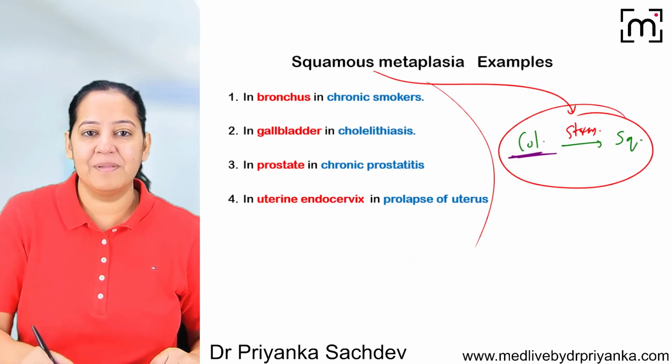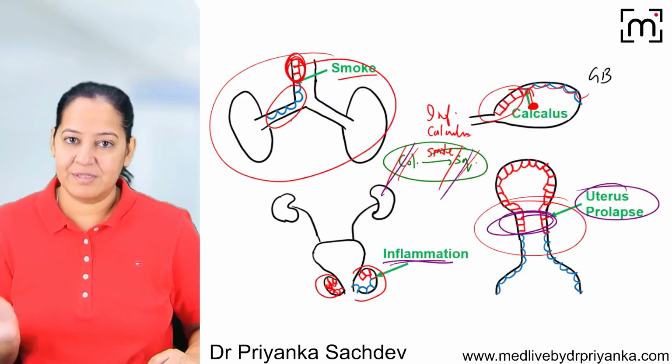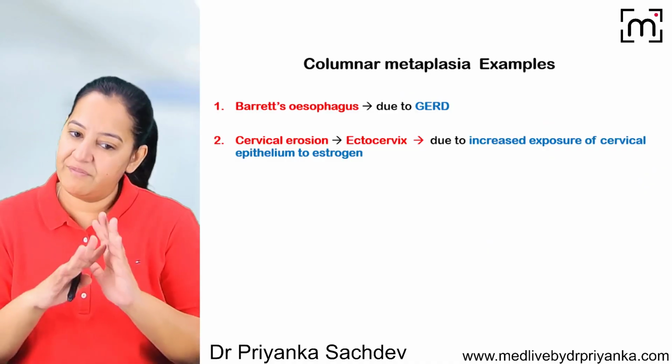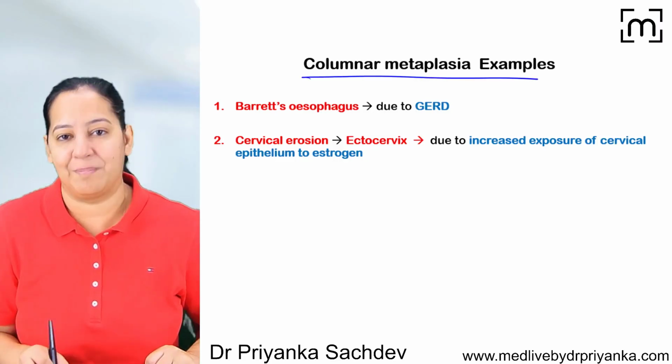So what are the 4 examples I taught you? What are the 4 examples of the squamous? We will see the 4 examples. Let me tell you the 2 examples of columnar also, then we will see all 6 examples together. So let me tell you the 2 examples of the columnar metaplasia.